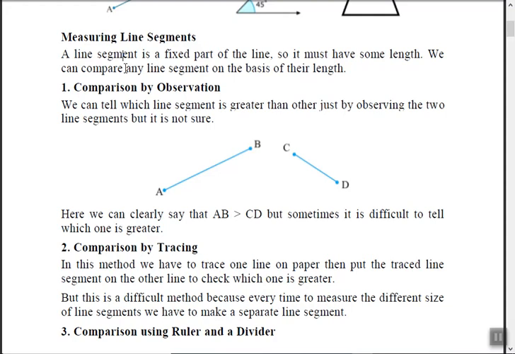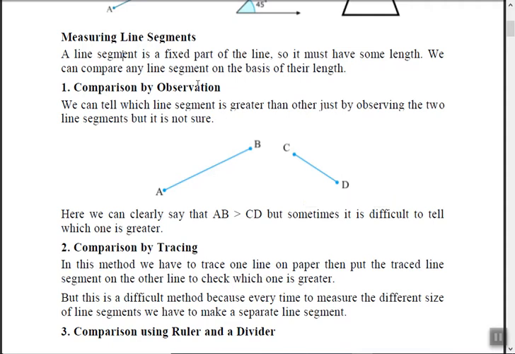Measuring line segments. A line segment is a fixed part of a line. This fixed part means it has a starting point and an ending point. So it must have some length. A fixed length it will be having. We can compare any line segments on the basis of the length. See this AB and CD. Which is smaller, which is bigger. You can immediately find it out.